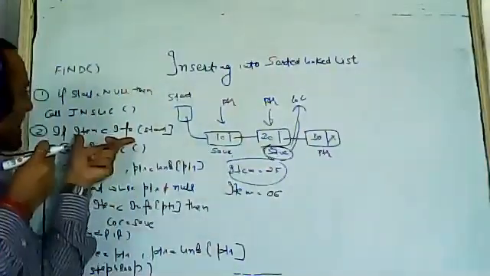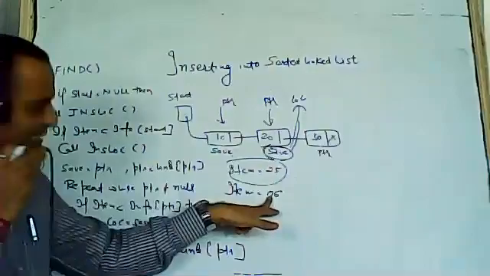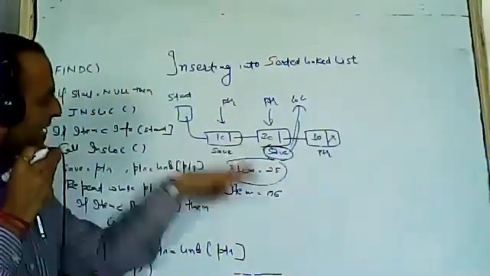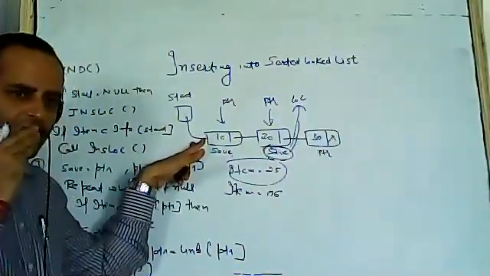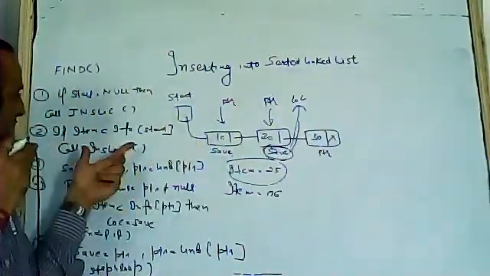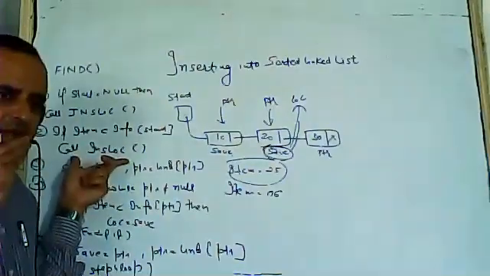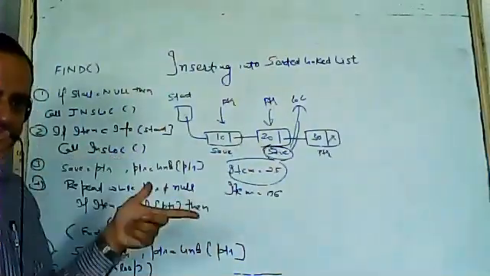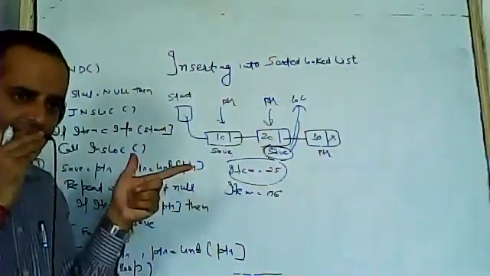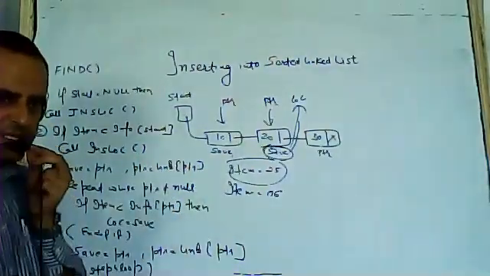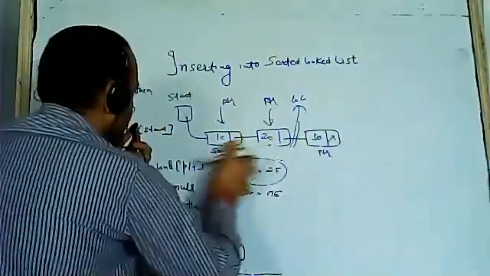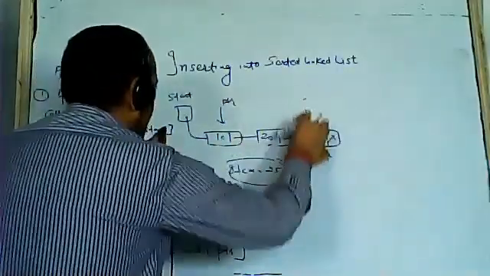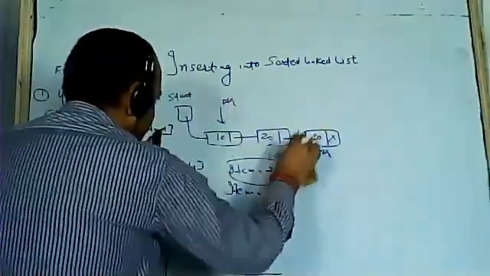Second step: if item is less than info start, suppose we are inserting 6 and info at start is 10. 6 is less than 10, so 6 will be inserted again at the start. For inserting at the start, we call the insert location algorithm, because we know when location does not exist, it inserts at the start. First two steps are clear? Now do what?